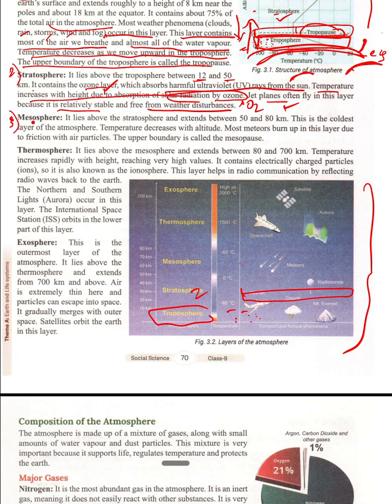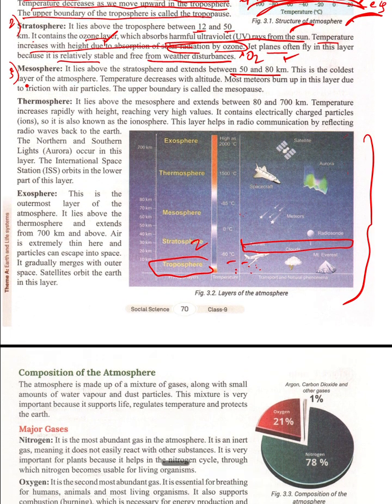Mesosphere, coming to the third one, lies above the stratosphere and extends up to the range of 50 to 80 kilometers. This is the coldest layer of the atmosphere. The temperature decreases with altitude. As you move up, the temperature will be falling down. Most meteors burn up in this layer. Yes, because the friction will happen.